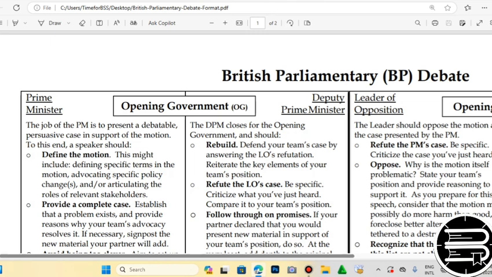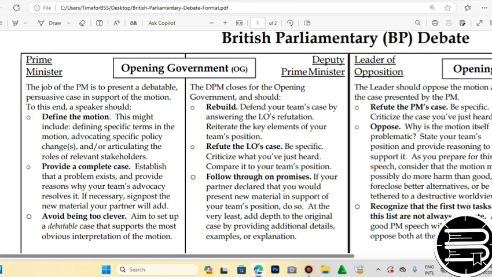What is he expected to do? As a speaker, he's supposed to define the motion. Look at the motion that I've given you: this House believes that public schools are better than private schools. We're expecting the Prime Minister to define what a public school is and what a private school is. Then you also have to include specific terms in the motion, advocating either a specific policy change, or articulating the roles of the relevant stakeholders.